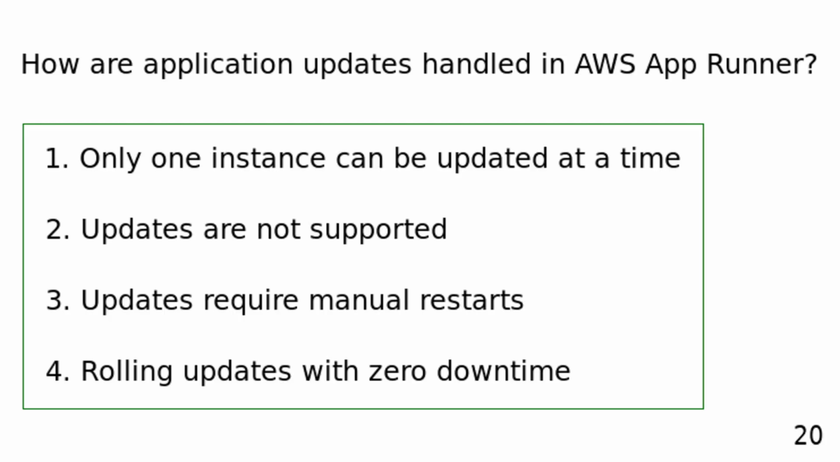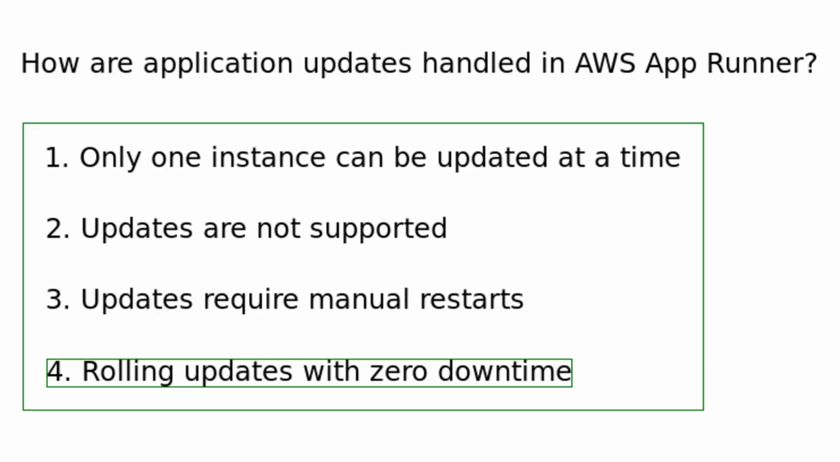How are application updates handled in AWS App Runner? Only one instance can be updated at a time. Updates are not supported. Updates require manual restarts. Rolling updates with zero downtime. AWS App Runner handles application updates using rolling updates, which ensures zero downtime and continuous availability.